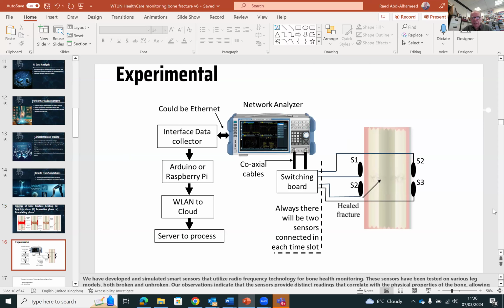The system we generated here in Bradford is a multi-sensor system that can collect the data through an inexpensive network analyzer. We are trying to use a lower frequency so that this network analyzer is very easy and can be handled on the patient at home.